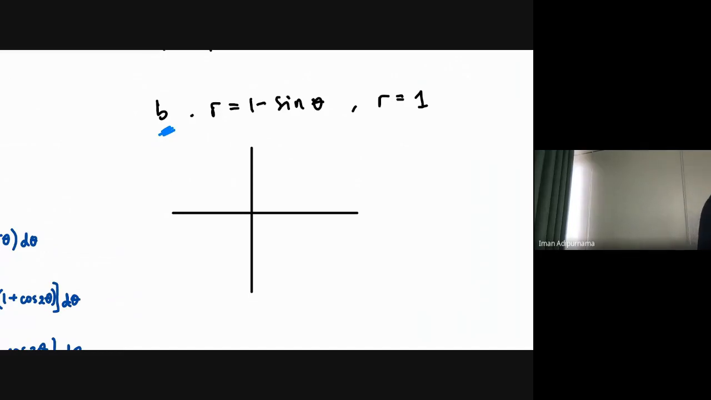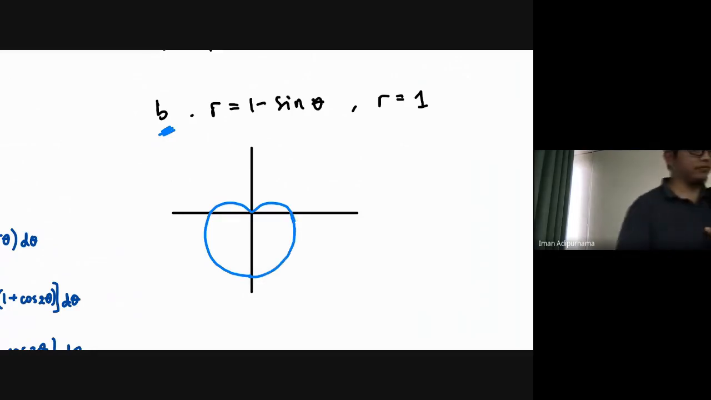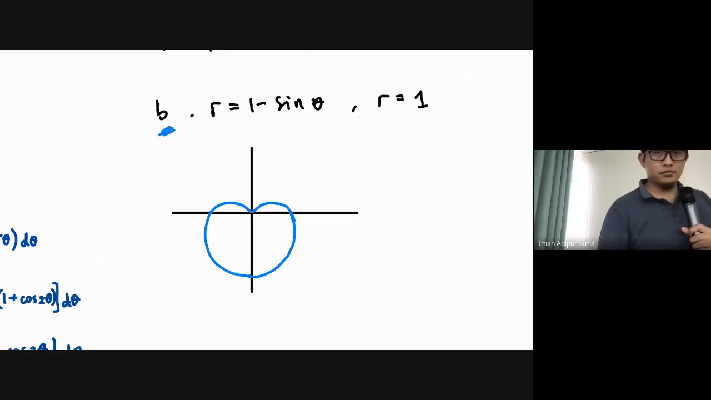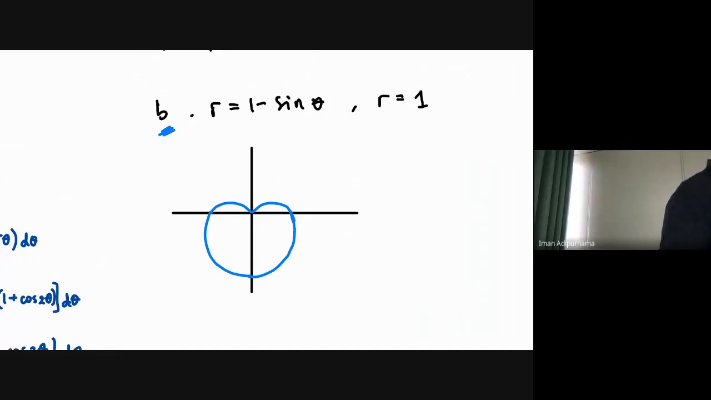Let me use the other color. And then the clue for how to graph: you have A is 1, B is 1. This should be 2. This should be 1. This should be 1, the distance. So when you draw the circle of radius 1, it should intersect at this point. That's the clue for the cardioid.